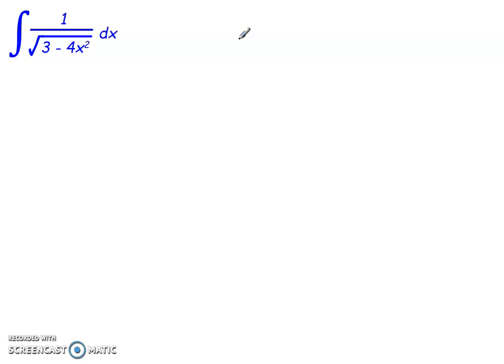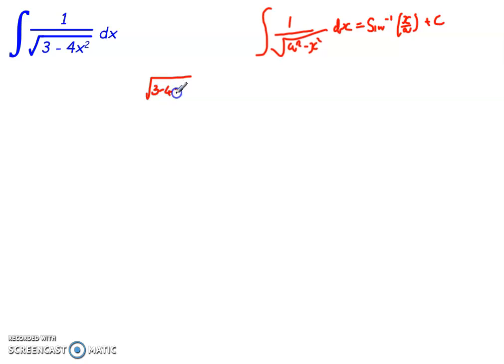The second question was the integral of 1 over square root of 3 minus 4x squared dx. Now again, we have to remember that the integral of 1 over square root of a squared minus x squared dx equals sine minus 1 of x over a plus my c. Now the only difference here is I've got a constant in front of my x squared. First thing we have to do is get rid of that, then we can use this here. The only difference then will be I have some coefficient of sine minus 1, but that's determined by me removing that constant. So if I just focus on the denominator here, square root of 3 minus 4x squared.